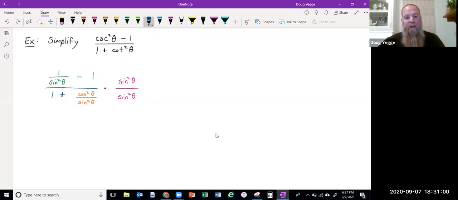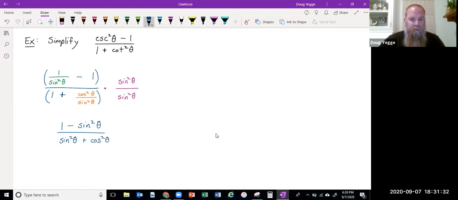Okay, so now we have sine squared theta in the numerator and denominator. Well, if I were to distribute that sine squared theta to both terms in the numerator and both terms in the denominator, this now gives me 1 minus sine squared theta. And on the denominator, I can multiply sine squared theta to both of those terms, and I get sine squared theta plus cosine squared theta.